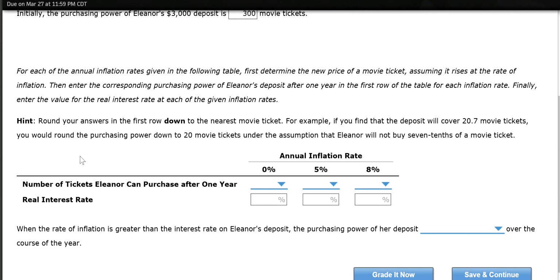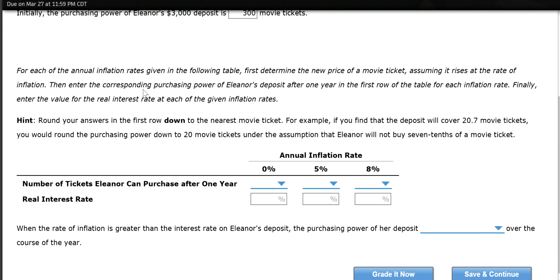Alright, so for each of the annual inflation rates given in the following table, first determine the new price of movie tickets. Assume it rises at the rate of inflation. Then enter the corresponding purchasing power of Eleanor's deposit after 1 year in the first row of the table for each inflation rate. Finally, enter the value of the real interest rate at each of the given inflation rates. Hint, round your answer in the first row down to the nearest movie ticket.